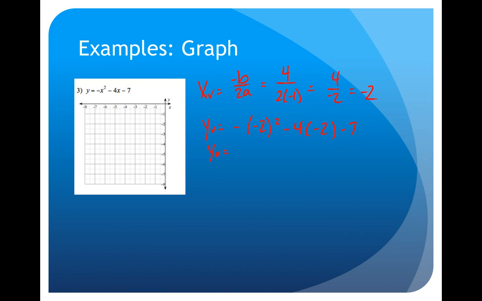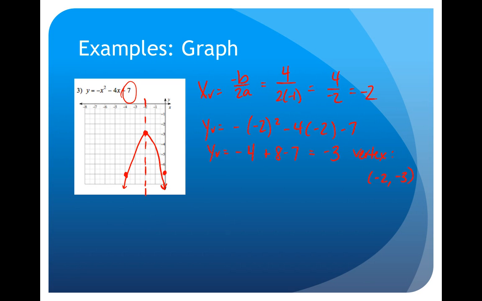So negative 2 squared is 4. Apply the negative, and that'll be a negative 4. This is going to be a plus 8 minus 7. So here, negative 4 plus 8, that's going to give me 4. And then 4 minus 7 will give me negative 3. So my vertex here is negative 2, negative 3. Again, I can use my y-intercept at negative 7, symmetrical through my vertex, and reflect over to the other side.